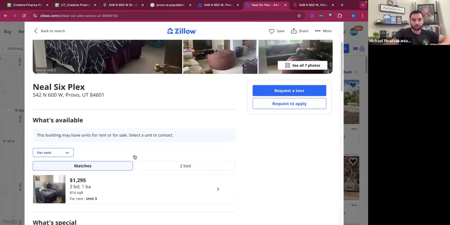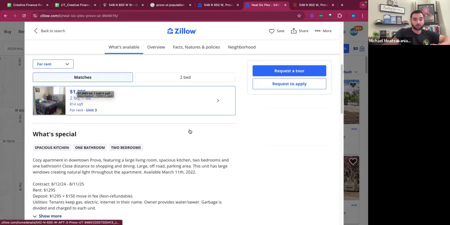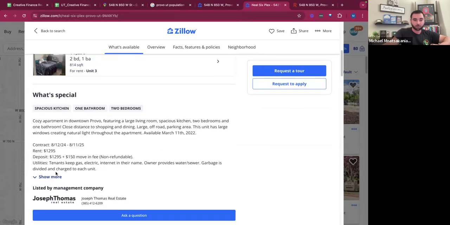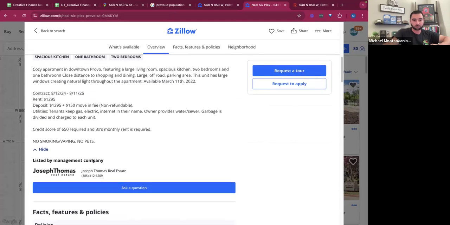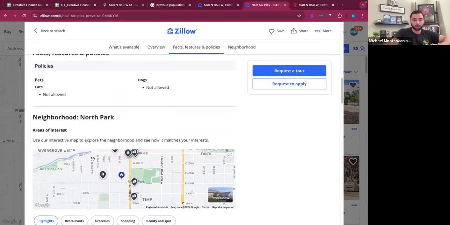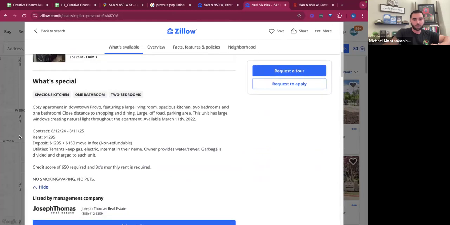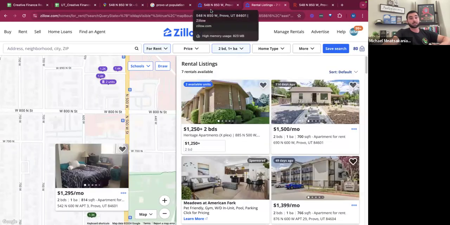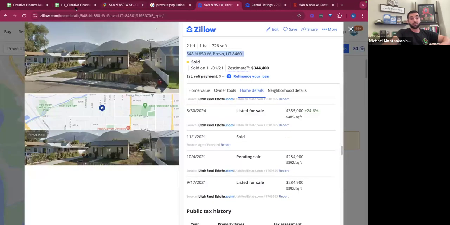I don't even know why they would list photos like that. $1,300 a month, 2-bed, 1-bath. Everyone's really trying to rent these things out for like 1,300 bucks. All right, whatever.